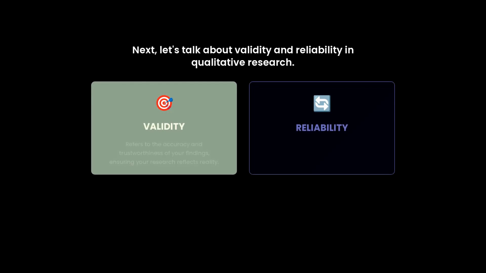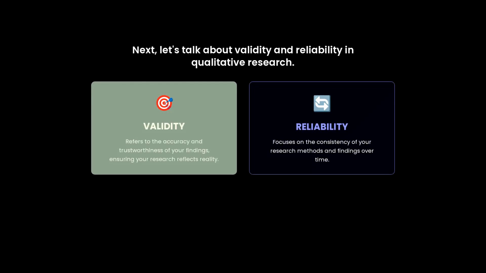Next, let's talk about validity and reliability in qualitative research. Validity refers to the accuracy and trustworthiness of your findings. It's about ensuring that your research truly reflects the reality you're studying. Reliability, on the other hand, refers to the consistency of your research methods and findings over time.